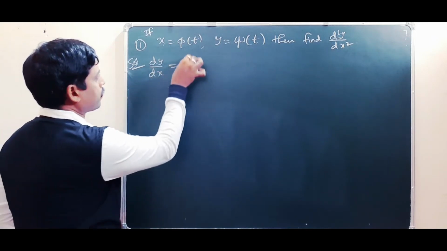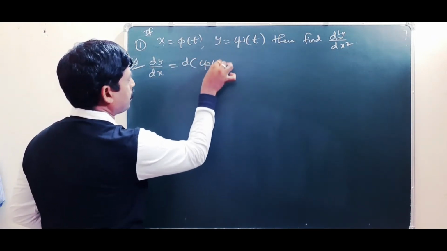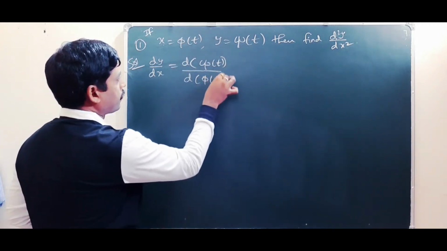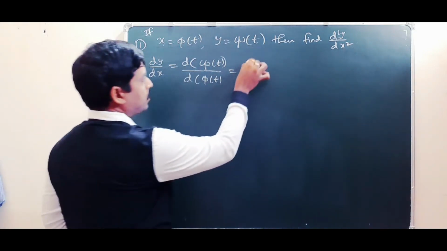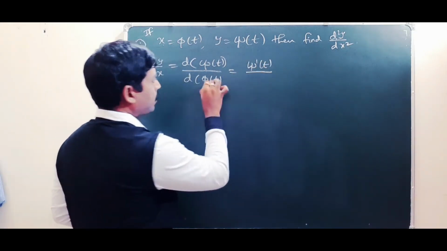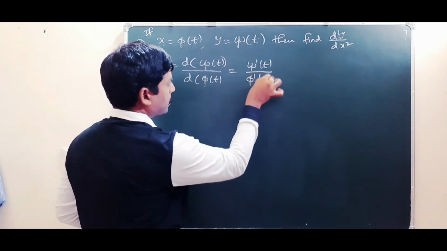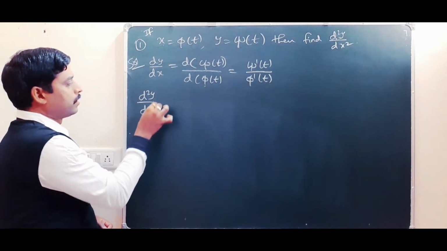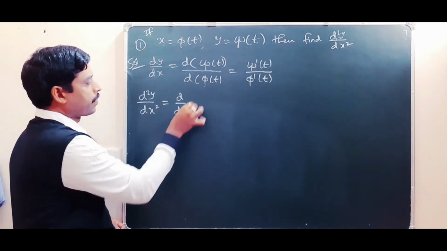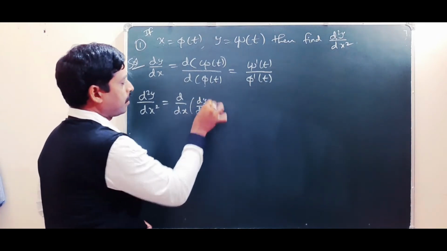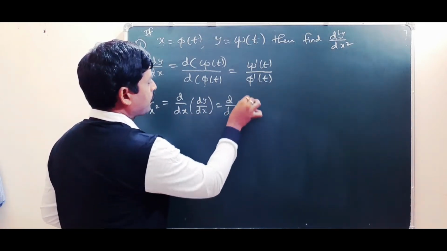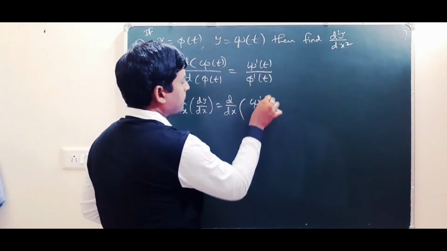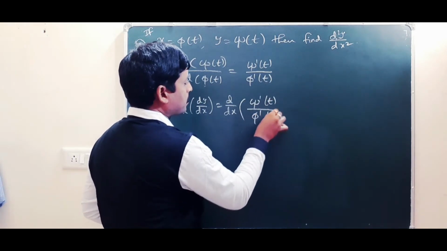So dy by dx is the derivative of psi of t divided by the derivative of phi of t. Differentiation of psi of t is psi dash of t, and differentiation of phi of t gives phi dash of t. But our target is d square y by dx square. So this is nothing but d by dx of dy by dx. This is going to be d by dx of the dy by dx value, where we have psi dash of t by phi dash of t.